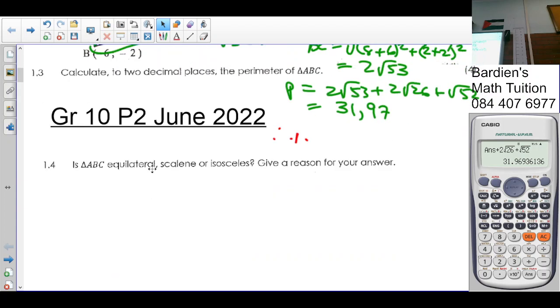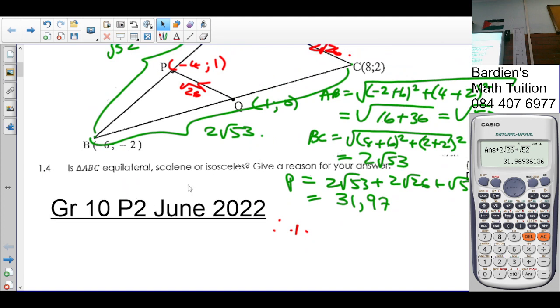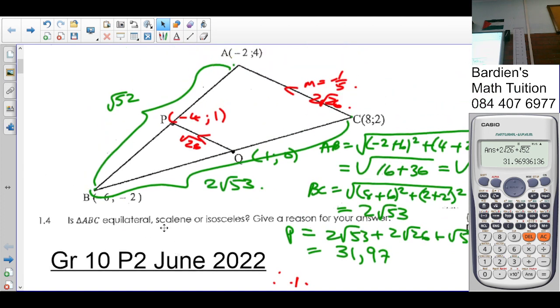And the last question says, is triangle ABC equilateral, which means that all sides are equal, scalene, all sides are different, or isosceles, 2 sides are equal. So I'm going with the fact that it's scalene. Why? Because all 3 sides are different lengths. Okay.